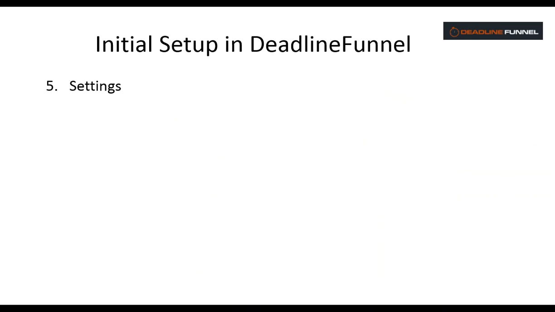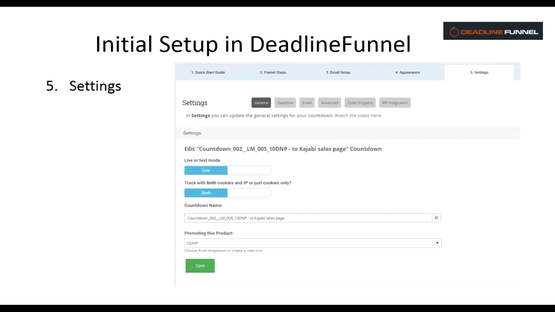So next up, there's some settings here. So the Settings tab has a number of subtabs. The first is General. You can choose whether you're in live or test mode, some tracking capabilities, and the product you're promoting.